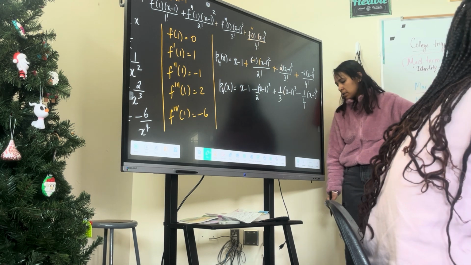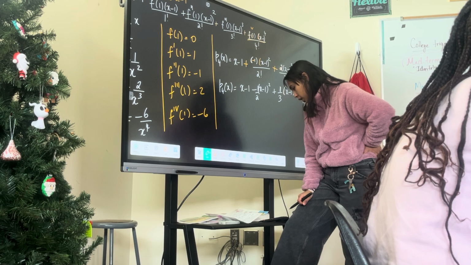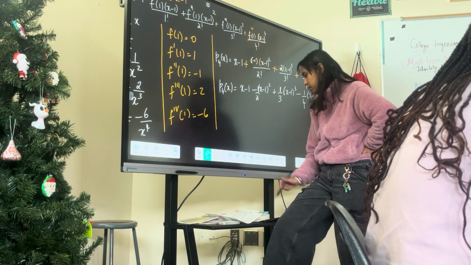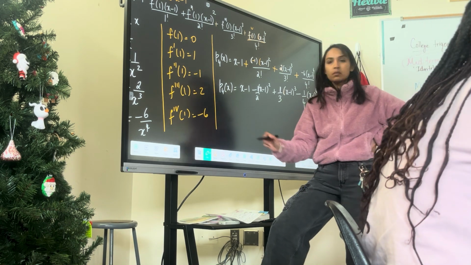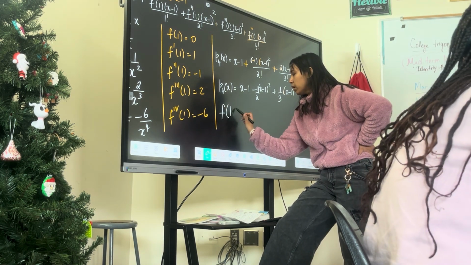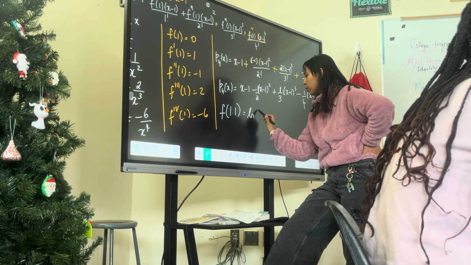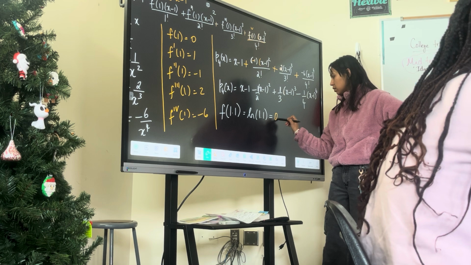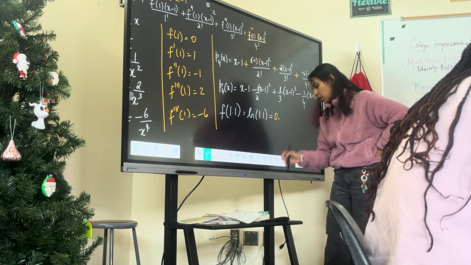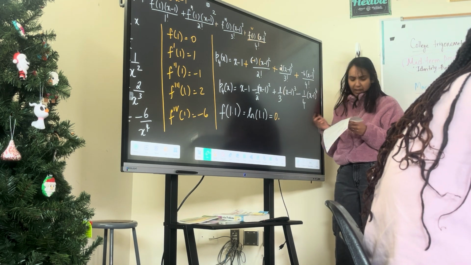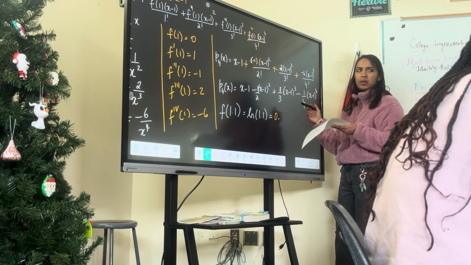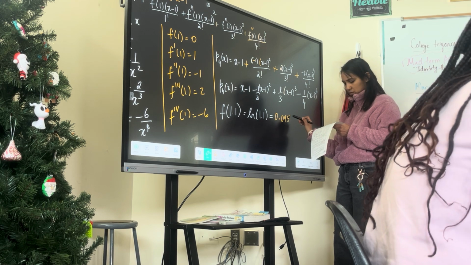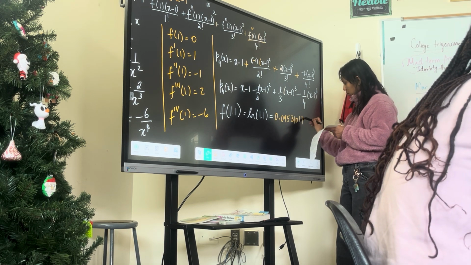Okay, so now we're gonna approximate the ln of 1.1. So f of 1.1, which is ln 1.1, which is 0.09. Give me, I guess, all the decimal places that you can see on the calculator. 0.0953101.